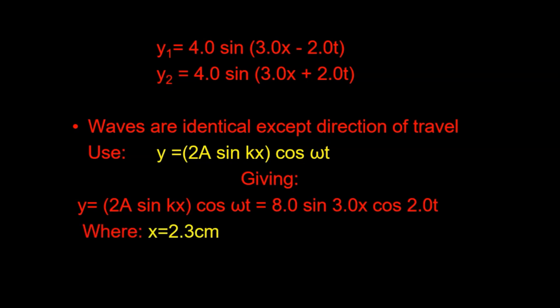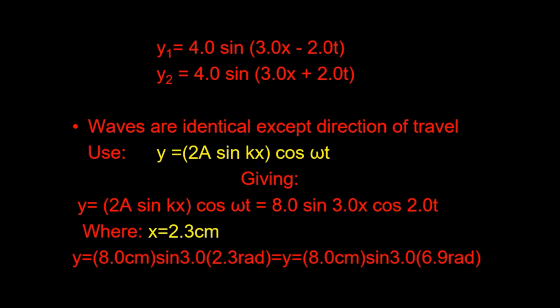We want the point where x is equal to 2.3. So if we substitute in, we'll have 8 times sine of 3 times 2.3 radians, which will give us 8 times sine of 6.9 radians. This will give us 4.6 centimeters, or 4.6 times 10 to the minus 2 meters.